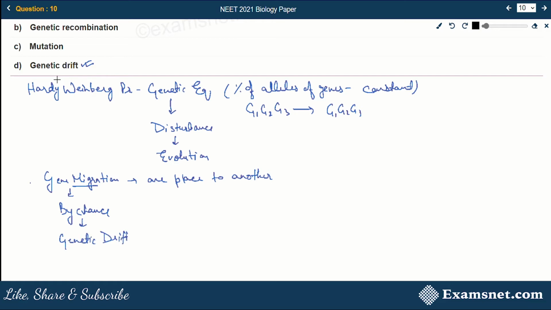So genetic drift takes place accidentally. Now this genetic drift can be of 2 types. One is bottleneck effect and the other is founder effect, about which the question has been asked.